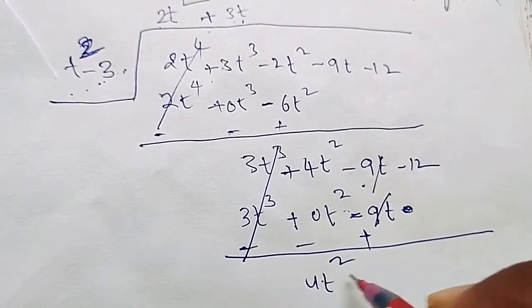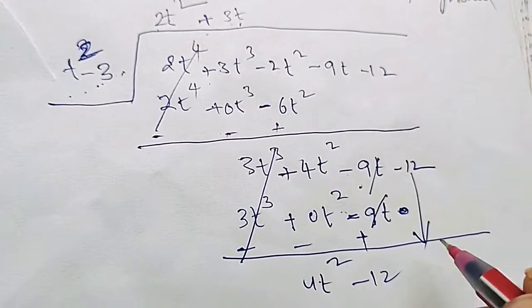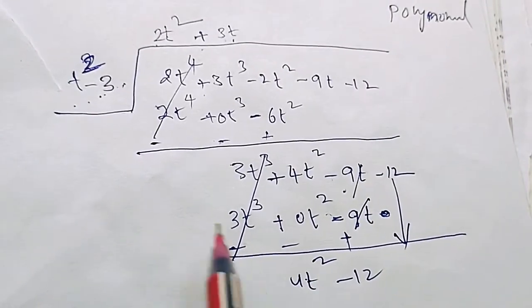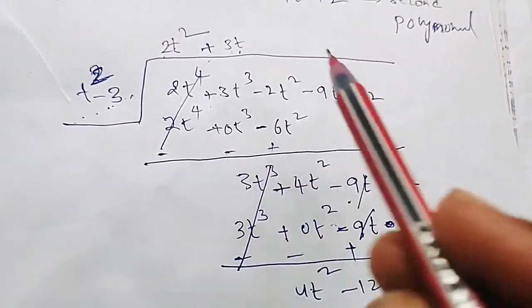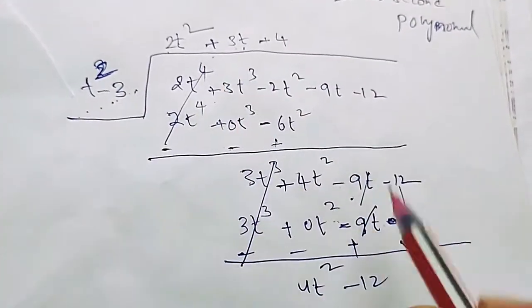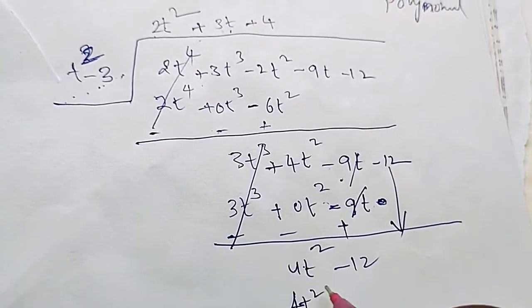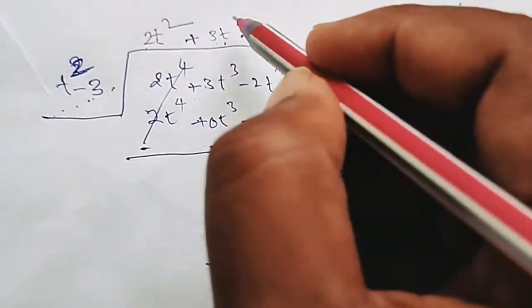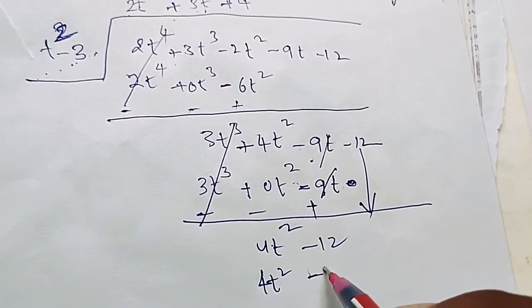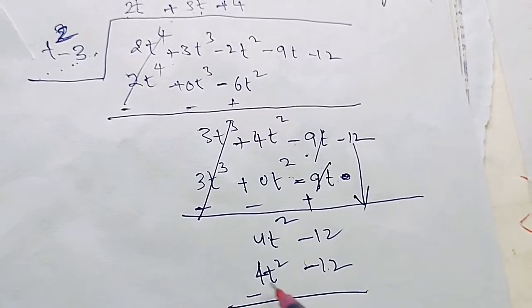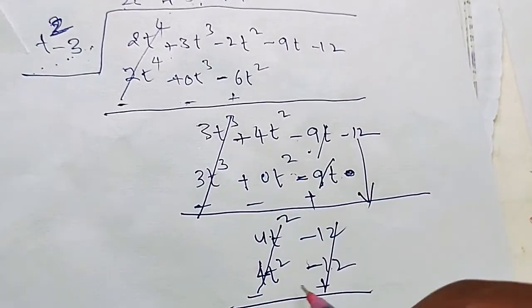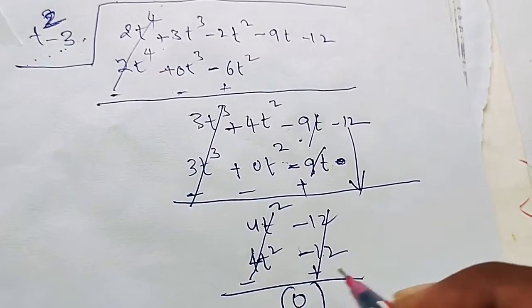So the remaining term is minus 12, 4t square minus 12. So simply here 4t square, there t square, just multiply with 4. 4 into t square, that is 4t square, minus 3 plus 4, so minus 3 plus 4 that is minus 12. So here minus plus plus, 4t square minus 4t square plus 12 minus 12, so remainder is 0.